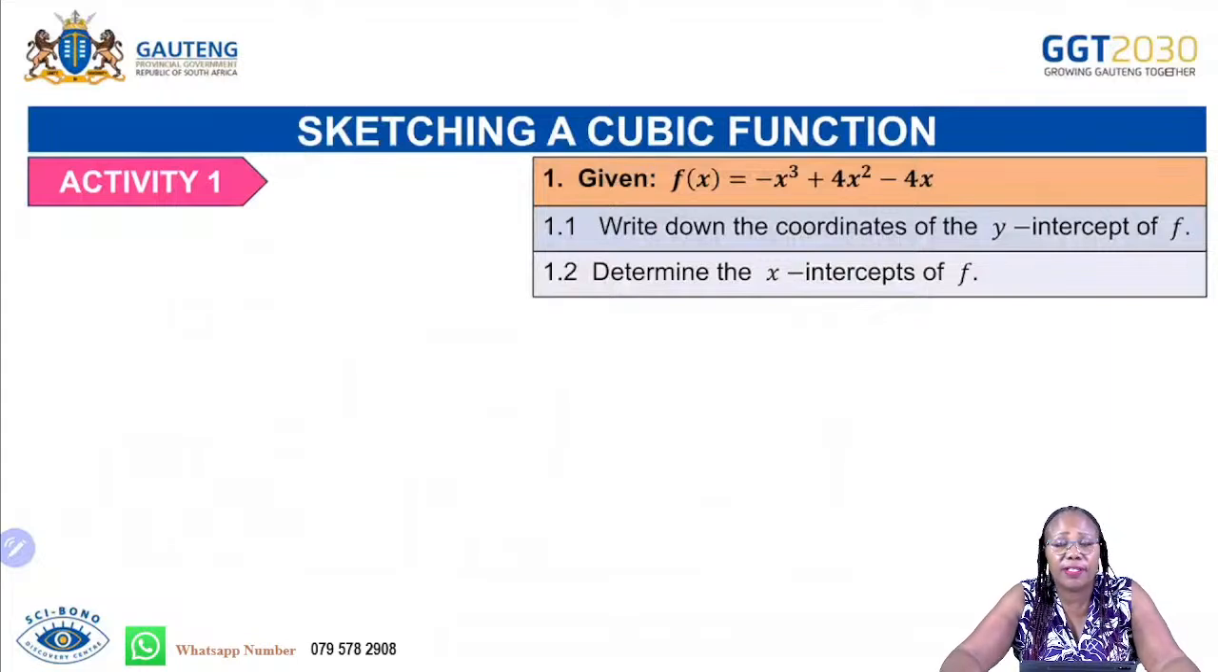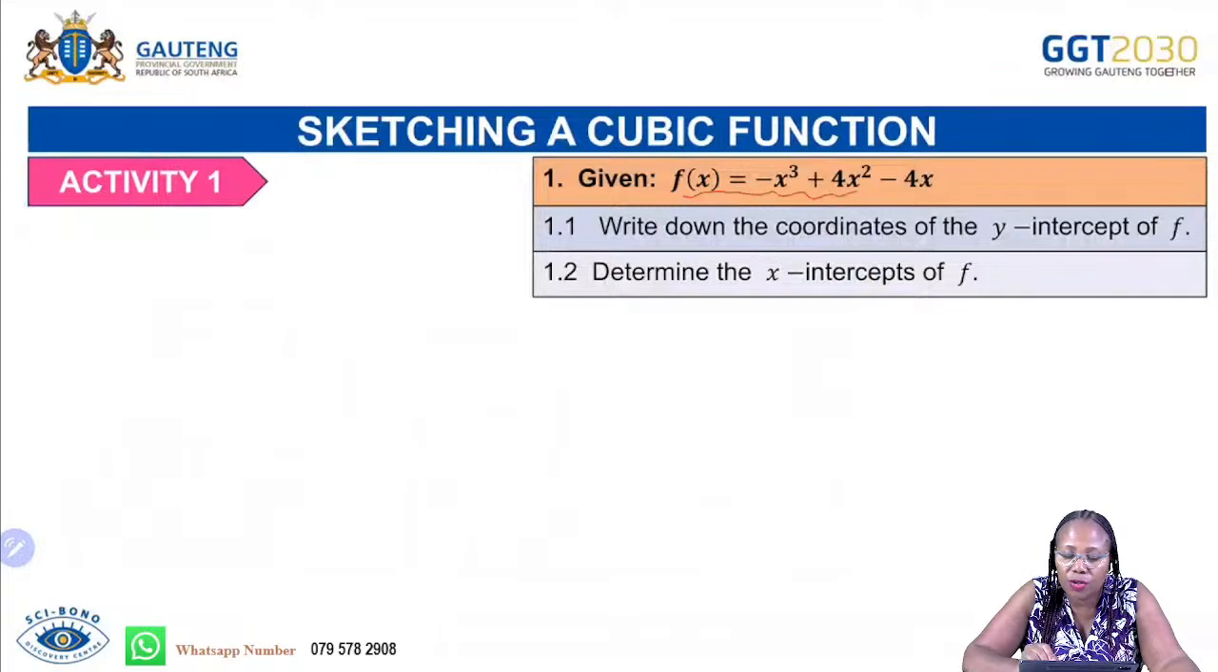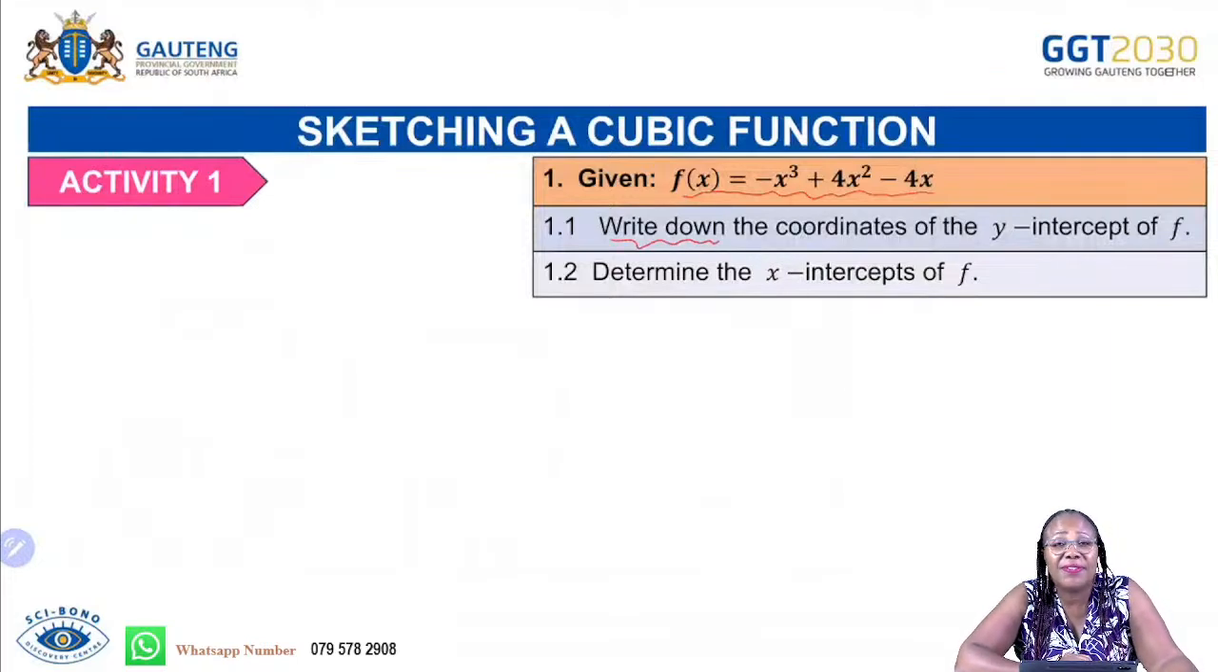Now let's start with the first activity. We are given that f of x is equal to minus x cubed plus 4x squared minus 4x. The first question says write down. That means if it says write down, grade 12, the answer is in the given information. No need to calculate. And then they say write down the coordinates. If they say coordinates, they need that in the form of x and y, of the y-intercept of f.